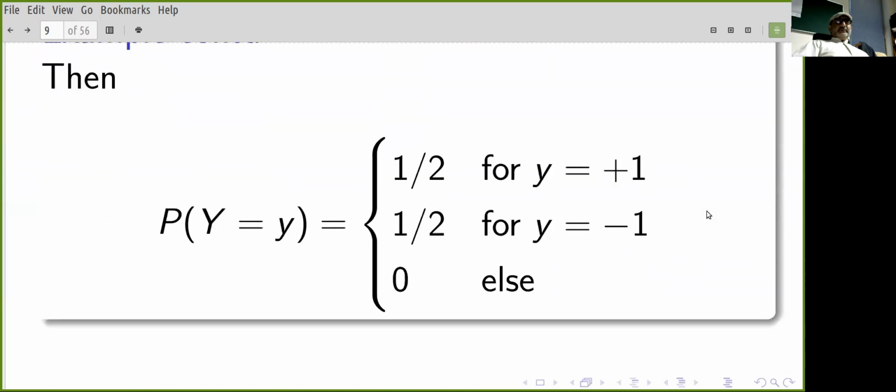And we would use notation like this. The probability that Y takes the value small y is 1/2 for small y equal to +1, and it's equal to 1/2 for small y equals -1, and it's equal to 0 otherwise.